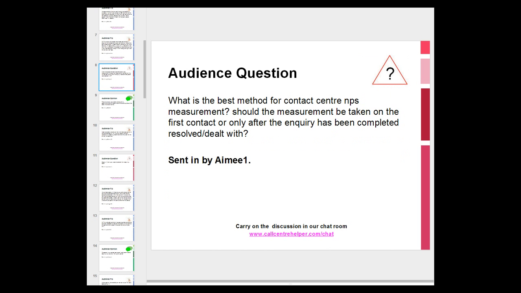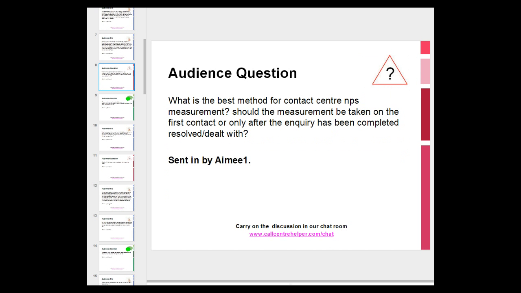But let's have a look at this question from Amy. What's the best method for contact centre Net Promoter Score measurement? Should the measurement be taken on the first contact or only after the inquiry has been completed, resolved, or dealt with? Does anyone have an opinion on that one? Too hard, that one. So what's the best method?